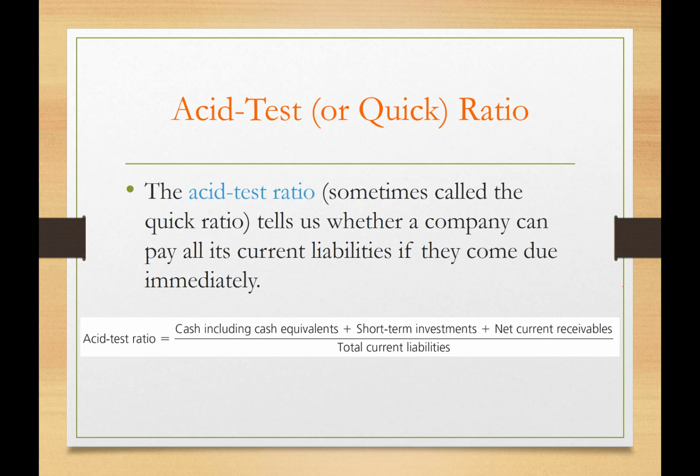We could probably sell our accounts receivable for, let's say, 80 cents on the dollar, to get cash quickly. And we divide that by total current liabilities. And again, we want the numerator to be higher than the denominator. So higher would be better again in this scenario.